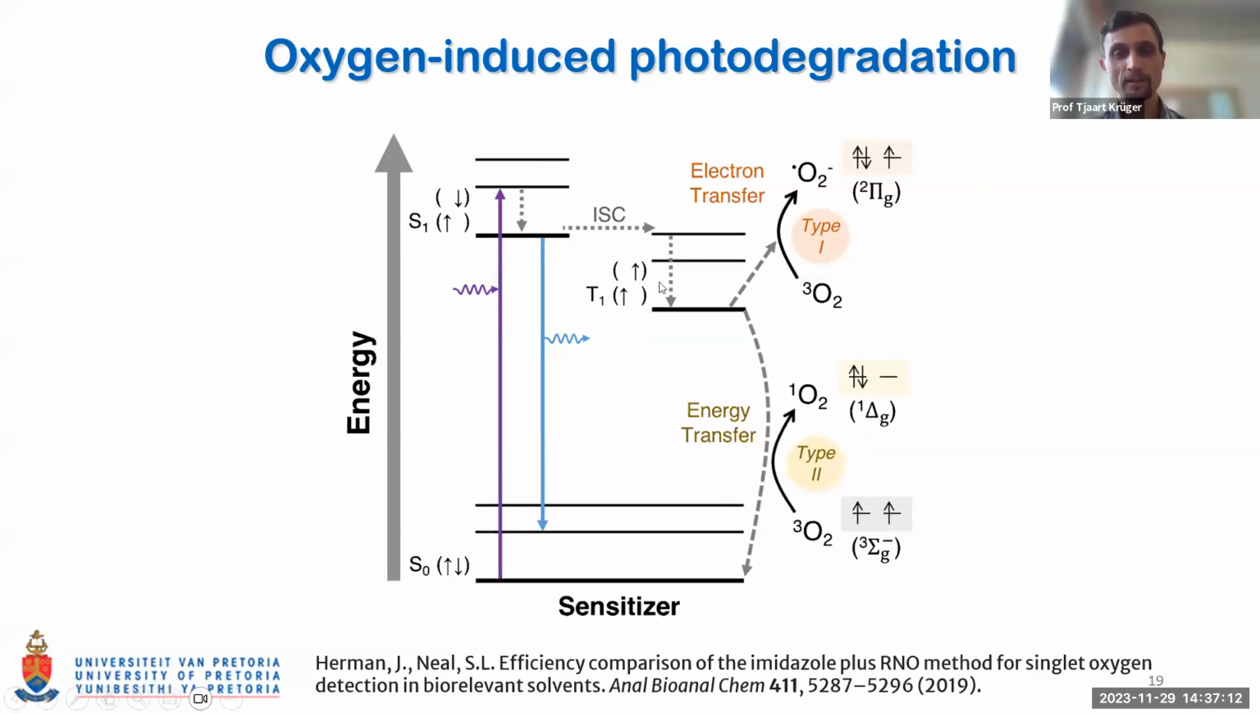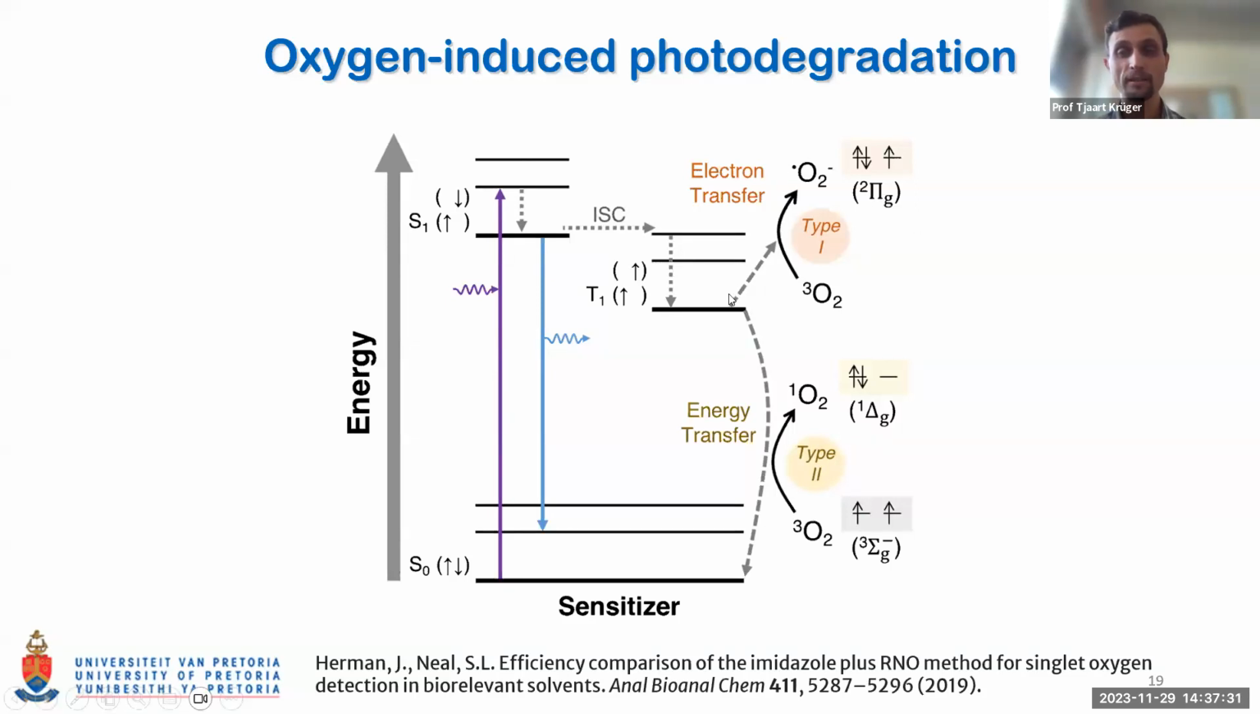So this triplet state has a relatively long lifetime. And during this time, if it does not decay directly to the ground state and there's oxygen around, well, this is a recipe for damage. Because of the long-living triplet state, there are two types of reactions that can form.